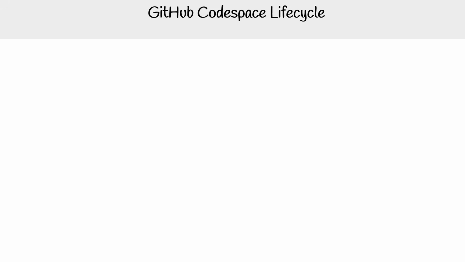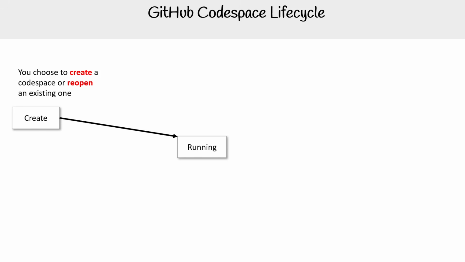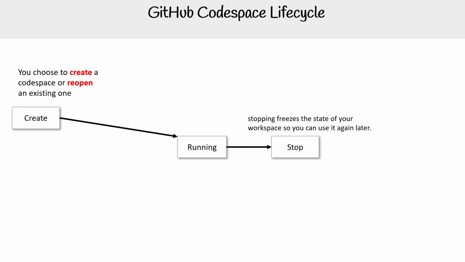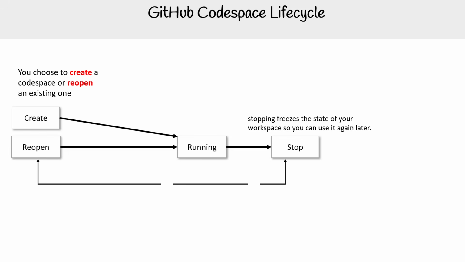So there you go. Let's take a look at the GitHub Codespaces lifecycle. There was no diagram, so I'm the first one to make one, if that's even that exciting. But usually the first thing that's going to happen is you want to create your Codespace. And technically reopening is kind of similar, so we could say create or reopen. And from there, we want to get our Codespace running. Once our Codespace is running, we can stop it. And of course, stopping it freezes the state of your workspace so you can use it again later. And the idea is that if we wanted to reuse it, we just reopen it and it'll run again.